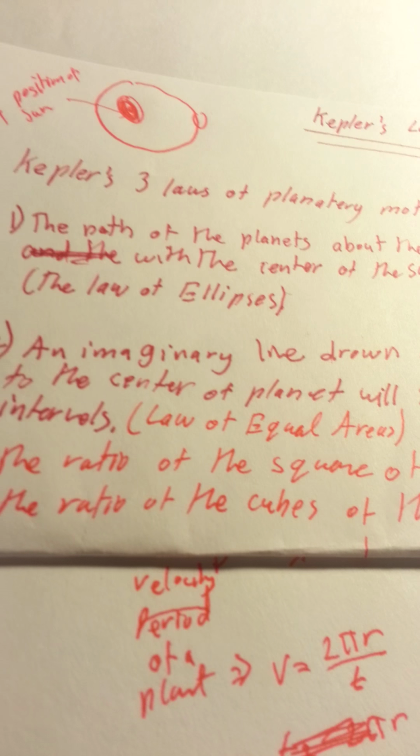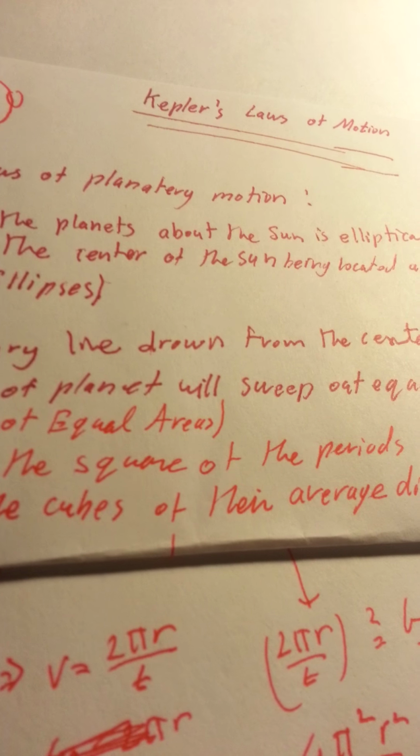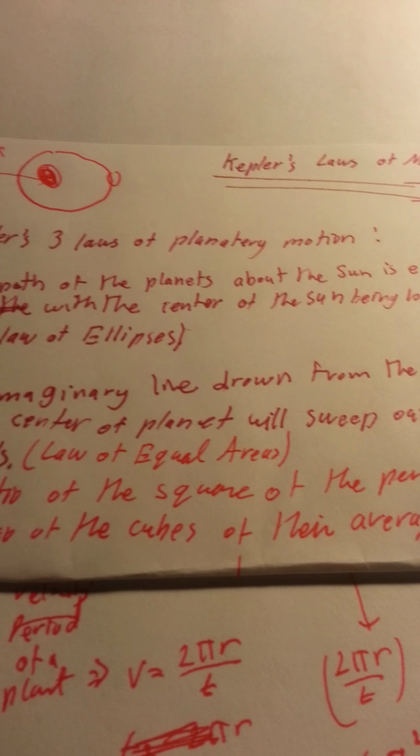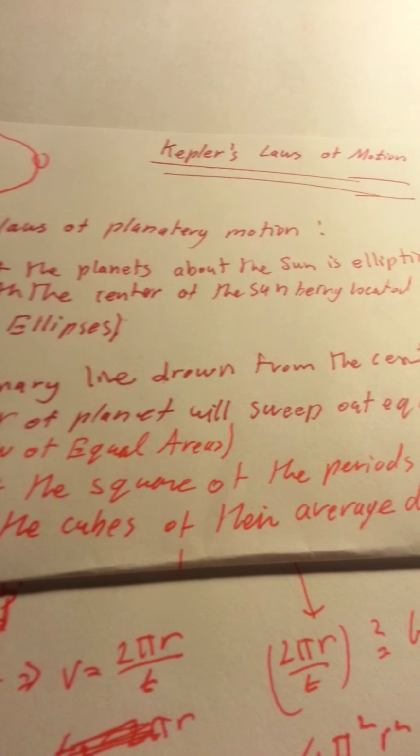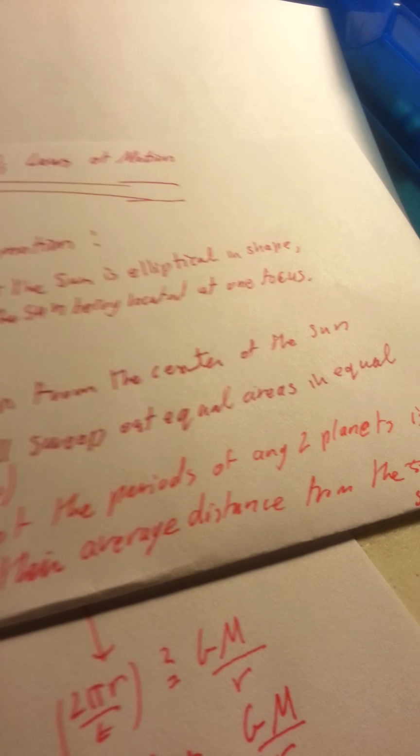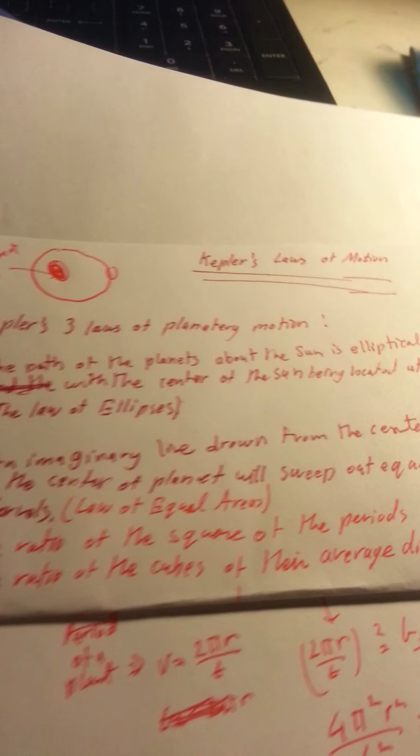Now the second one: an imaginary line drawn from the center of the sun to the center of the planet will sweep equal areas in equal intervals. See, now that is called the law of equal areas. So let me show you a picture online which I found that will give you the law of equal areas.